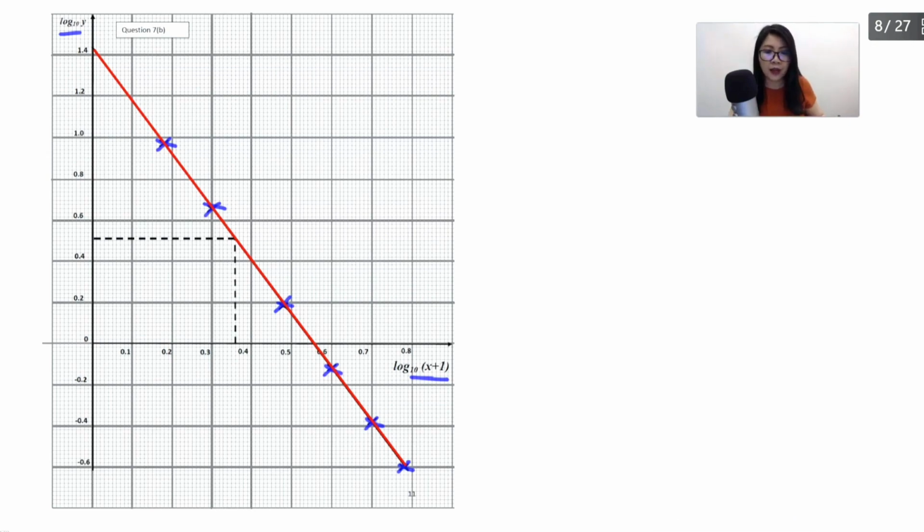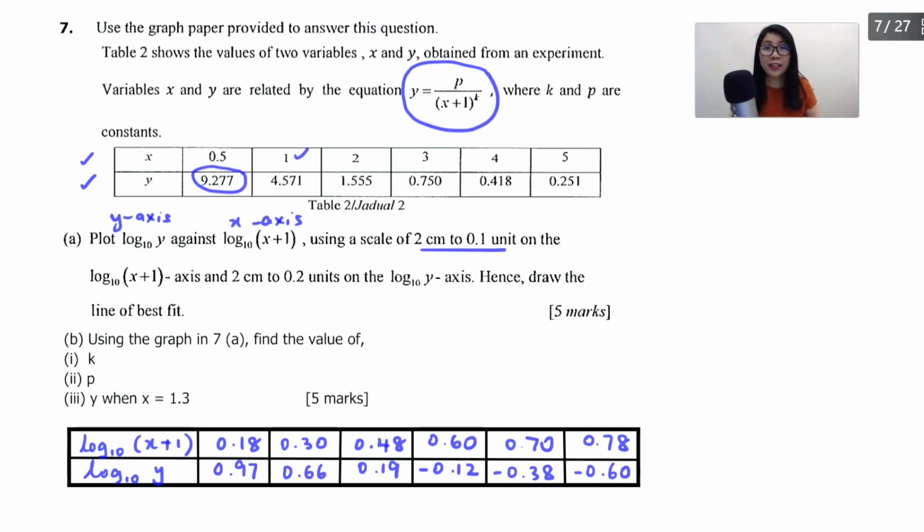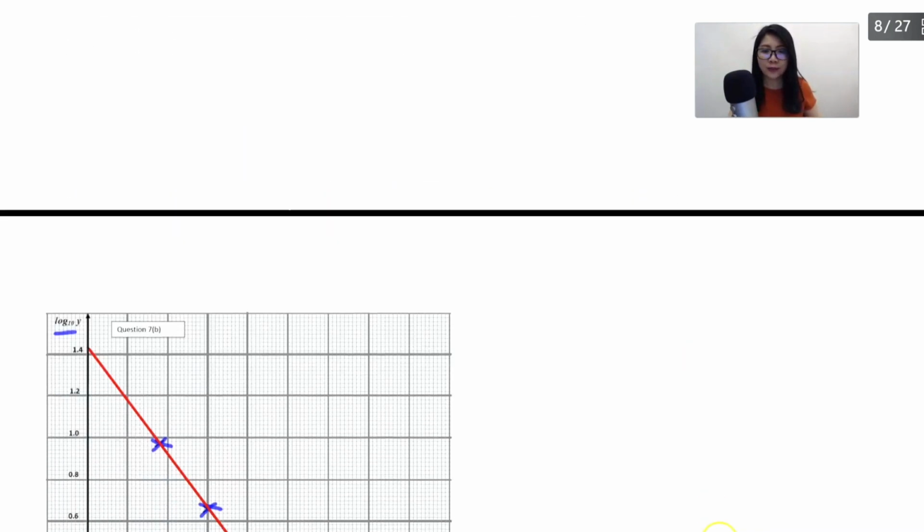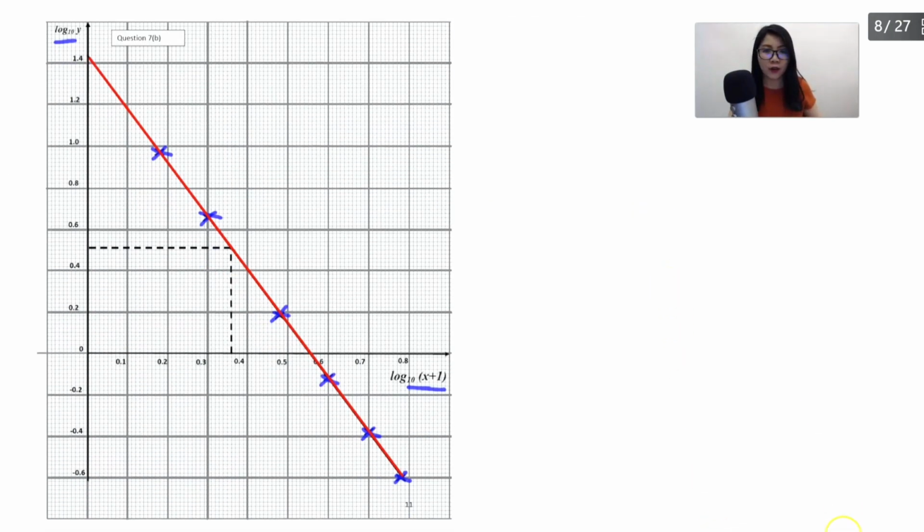Yeah, and then after that, we can answer the question in B. Okay, now let's look at question B. Using the graph in 7a, find the value of k, p, and y when x is equals to 1.3. Now let's look back at the graph that we have drawn just now. So this is the graph, okay?